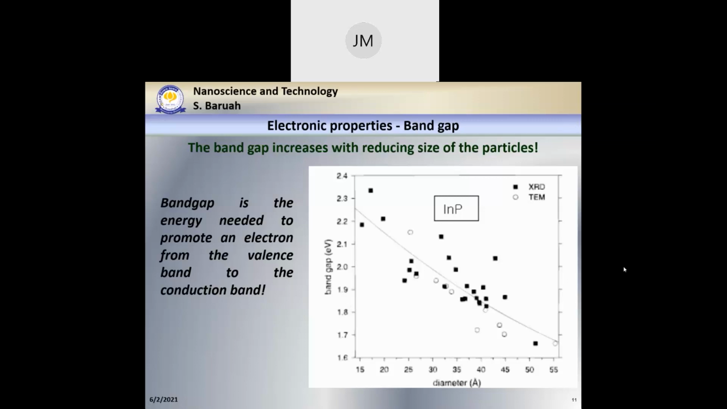Okay, students, let's start. So I'll continue from where we stopped yesterday. Now we are talking about different properties of nanomaterials. Okay, so their electronic properties, magnetic properties, optical properties.